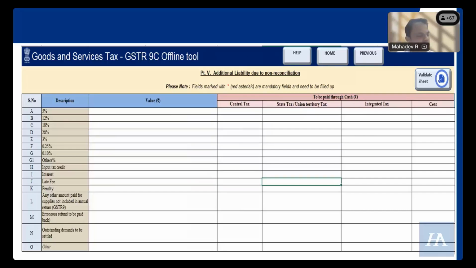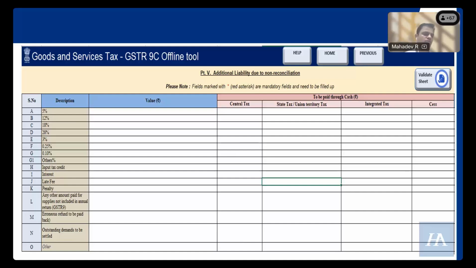Part 5. So part 5 also, I don't suggest you to fill this information. This was more relevant when the certification by auditor was required. Now it can be relevant only for certain cases, wherein we can show the erroneous refunds claimed for payment. So this is the table wherein you can fill that and take it.